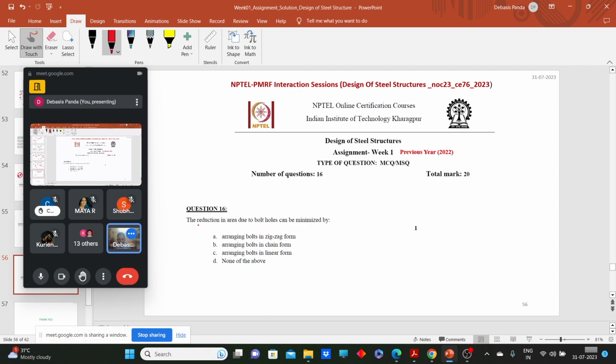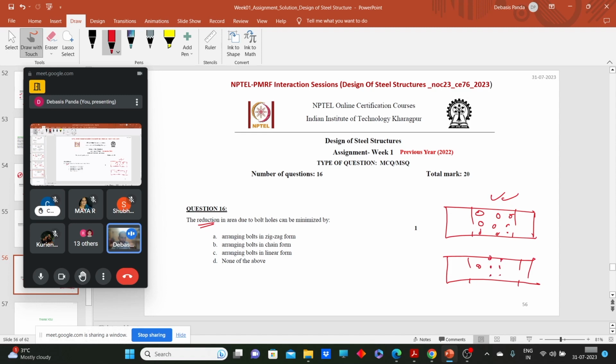Now, the reduction in area due to bolt hole can be minimized. कैसे minimize कर सकते हैं? Like if we have a chain bolting, now it's a conceptual thing. I will tell you in the next class today. Time doesn't permit it. So, instead of doing this chain bolting, I am using the staggered or diamond bolting. So using the staggered and diamond bolting, the reduction in cross-sectional area of the plate can be minimized.